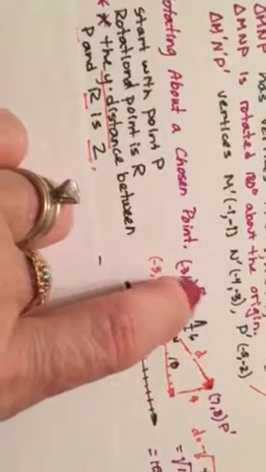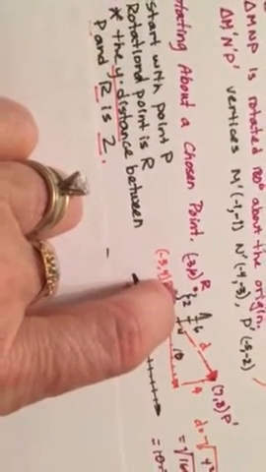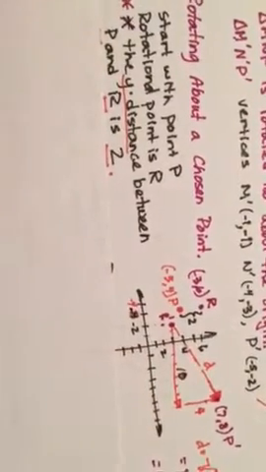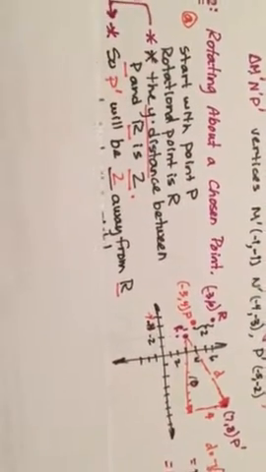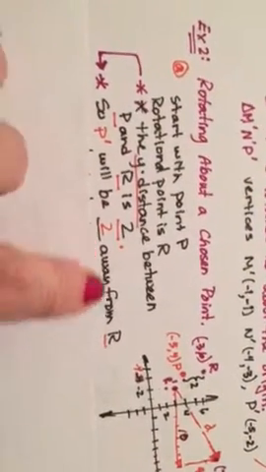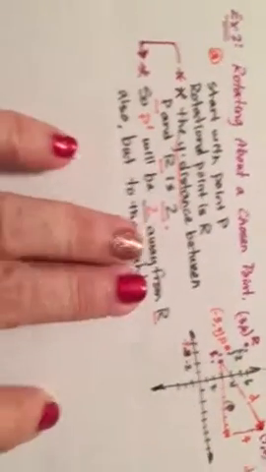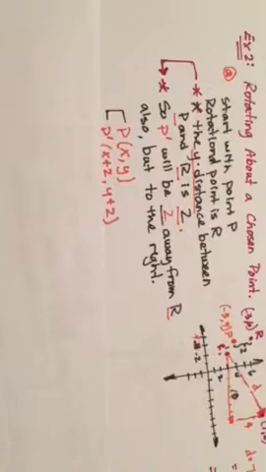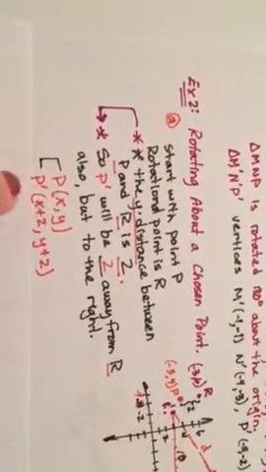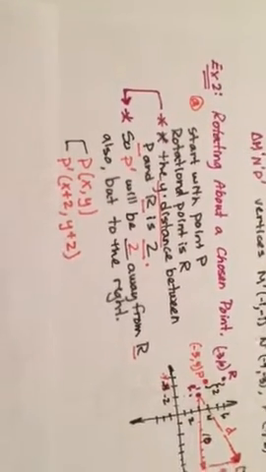So if we're going to rotate it, that's its radius, so it will always be 2 away by distance. And so if we're going 90 degrees, we know we will change the coordinates. So P prime is going to be 2 away from R also, but it's also going to be to the right. So if we have our original point (x, y) in general terms, our P prime is going to be (x plus 2, y plus 2).